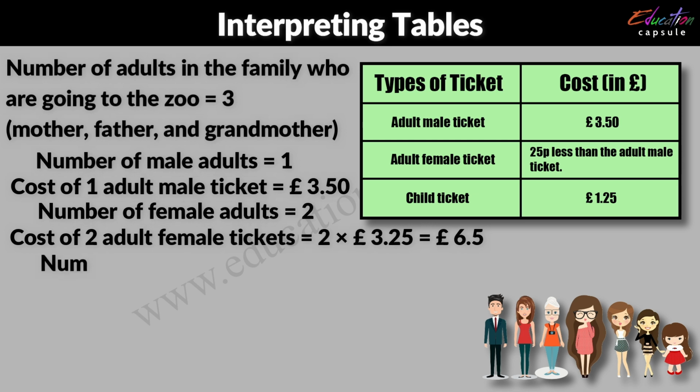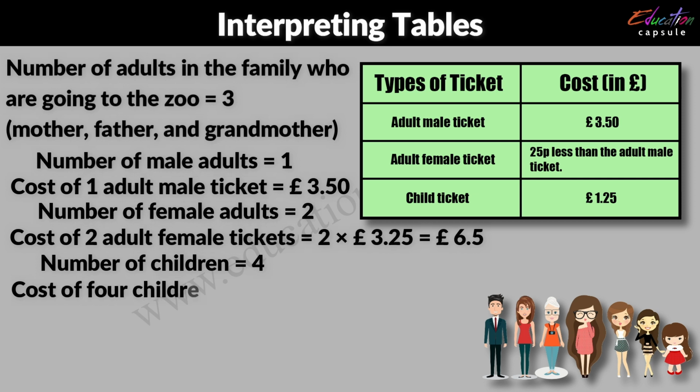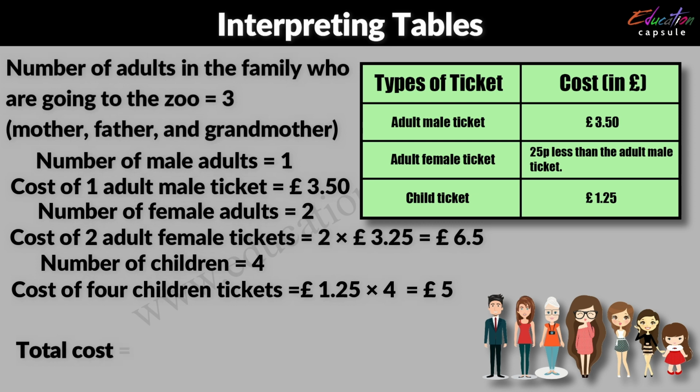And we have number of children equal to 4, Katie and her 3 sisters. So the cost of 4 children tickets is equal to £1.25 times 4, which is equal to £5. So the total cost will be £3.5 add £6.5 add £5, which is equal to £15, which is the total cost of all the tickets.